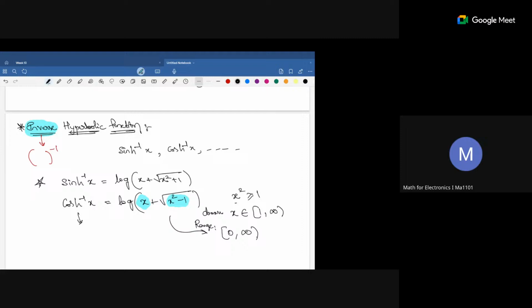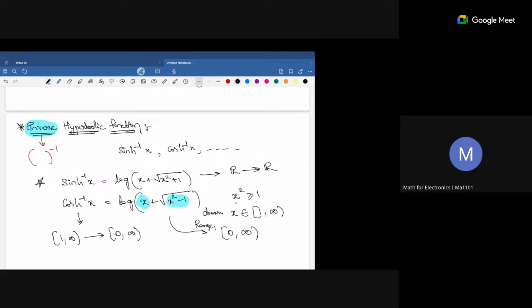So cos hyperbolic inverse of x will map from 1 to infinite to 0 to infinite, whereas sine hyperbolic inverse of x can take any real value and it can output any real value. Okay. So that is cos inverse.